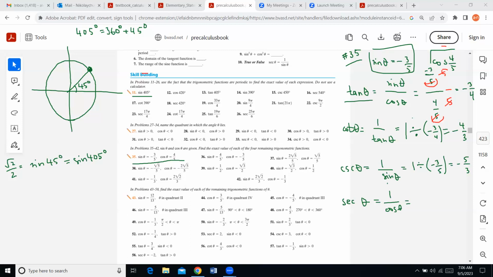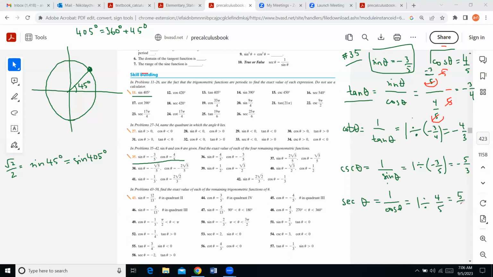I think I wrote something not what I supposed to. So cosine of theta is 4/5. Should be careful. So I need to flip that 4/5, and that'd be 5/4, right? But just to be precise, I write 1 divided by 4/5, and that's how we get 5/4.